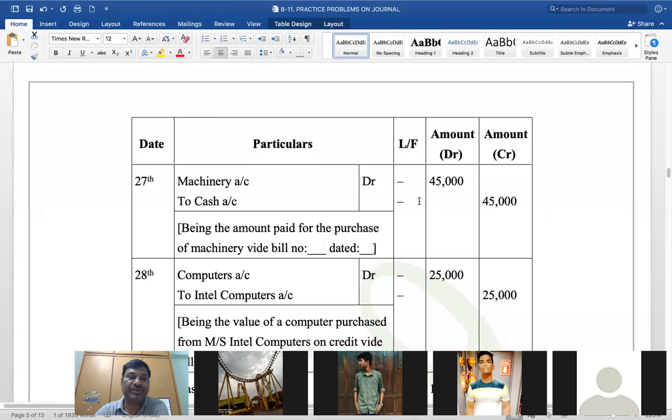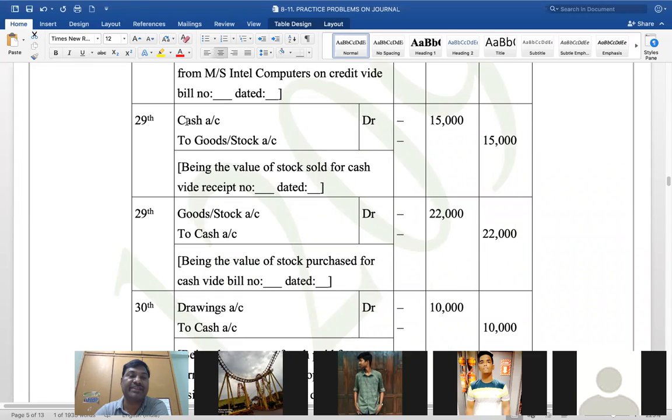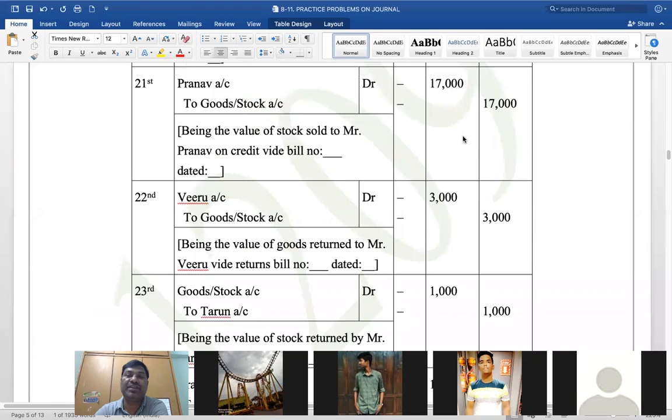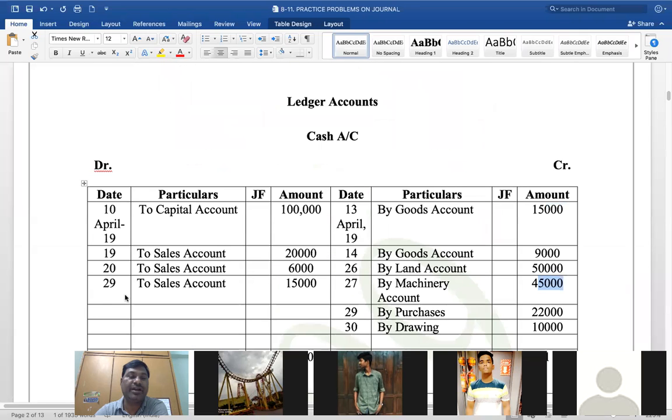28th, computers to Intel, no cash. 29th, there's a cash. Cash to goods, 15,000, or sales. Okay, cash account debit to sales account, 15,000 on 29th. Okay, next.